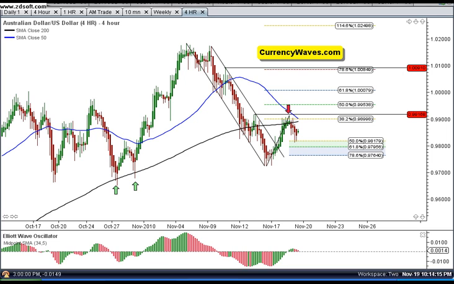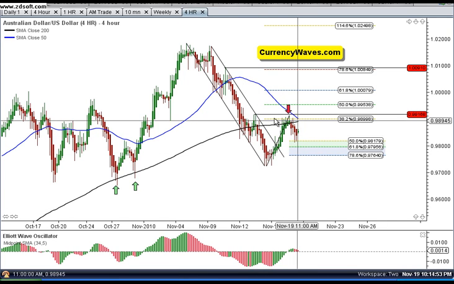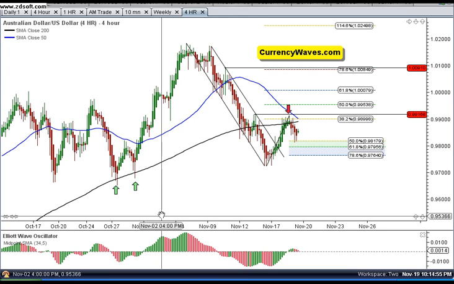Okay, we'll start with the Aussie dollar here. Aussie's had a pretty nice pullback here over the last week, and the recent bounce has retraced about 38% of that pullback.